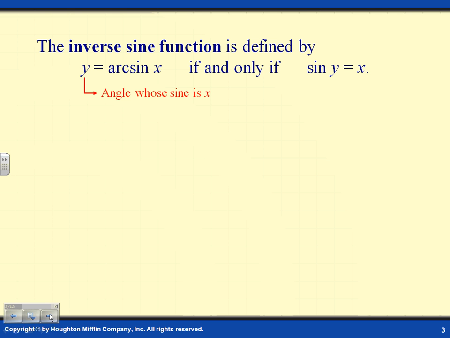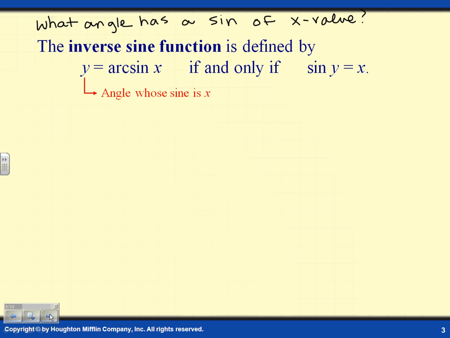Y is equal to the arc sine of x if and only if the sine of y is equal to x. What your mind needs to read this as is, what angle has a sine of the x value? That's what that says. What angle has a sine of the x value?